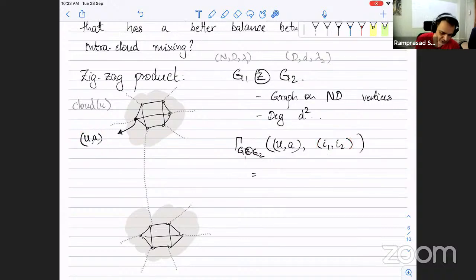So here's what I'm going to do. I'm just going to give this to you as an algorithm. How do you compute the (i1, i2)th neighbor? The first thing is, you are inside the cloud, your label is a. That's what your label is inside your cloud. Take the i1th neighbor of a, which means the i1th neighbor inside the graph G2. Okay, so maybe this is the i1th neighbor.